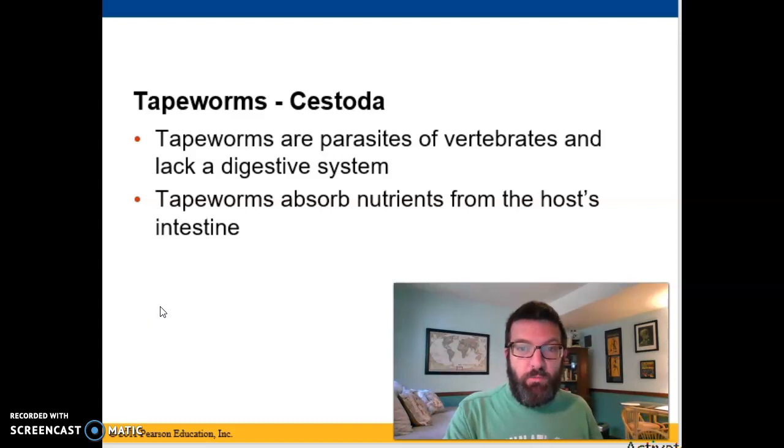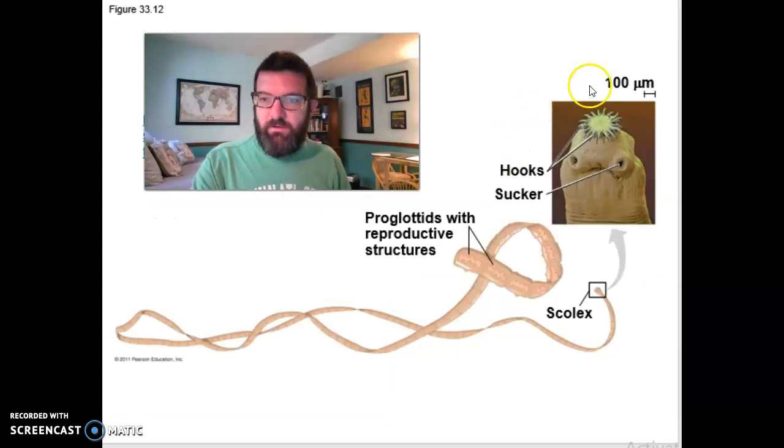Tapeworms are much simpler, right? They just absorb nutrients from the host's intestine. They live inside your gut, and so they don't actually have to have their own gut. They don't have a digestive tract at all. They just absorb nutrients that you have already broken down for them. You're welcome, tapeworm.